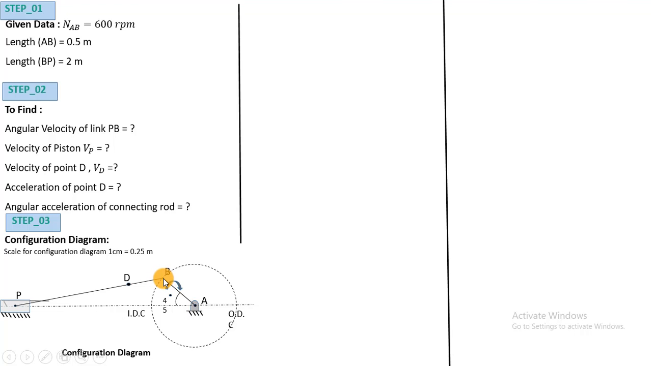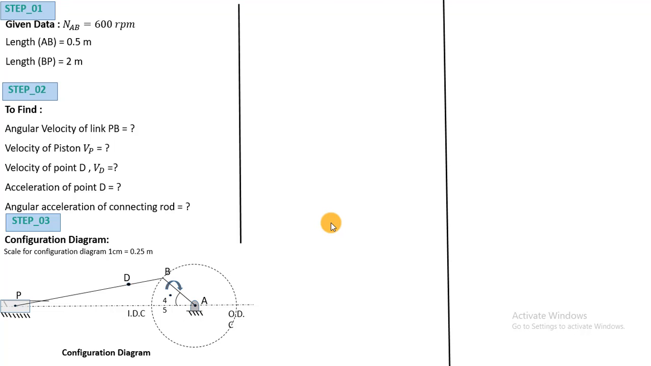So once the configuration diagram is done, we have to proceed further to the velocity polygon. Again, the velocity polygon we have to construct as discussed in the earlier lecture. We have already studied the velocity polygon. In this lecture, we are going to concentrate specifically on the acceleration polygon. So construct the velocity polygon as discussed earlier. I will explain it briefly. Let's start with the construction of the velocity polygon.